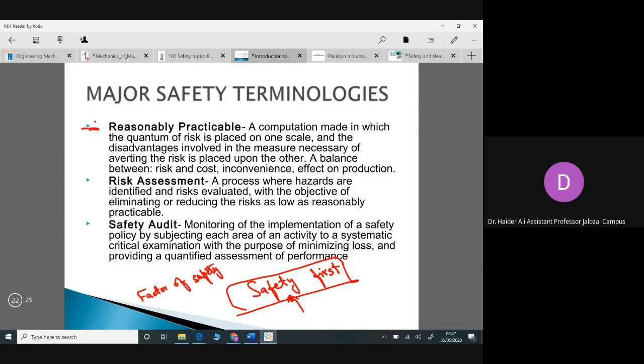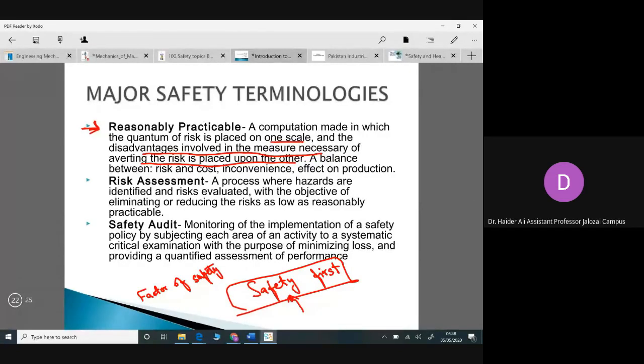Let's introduce further terminologies. Reasonably practicable. What do you mean by reasonably practicable? It's a computation in which the quantum of risk is placed on one scale, and the disadvantages involved in the measures necessary for averting the risk are placed upon the other. A balance between risk and cost, inconvenience, effect on production.